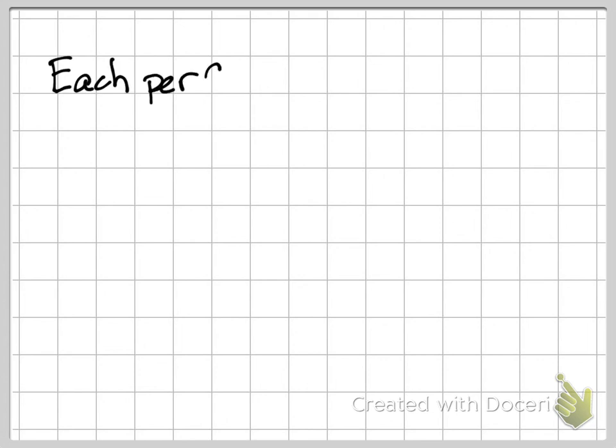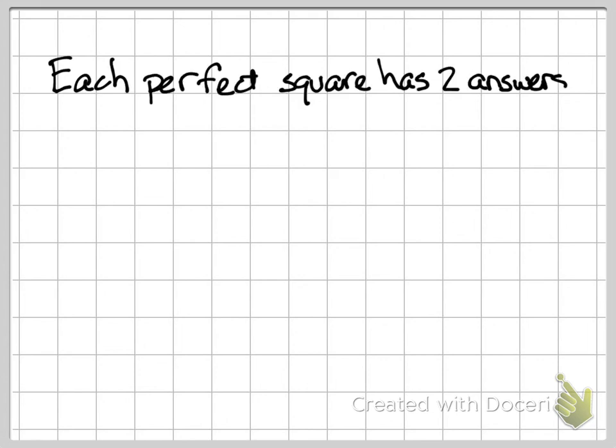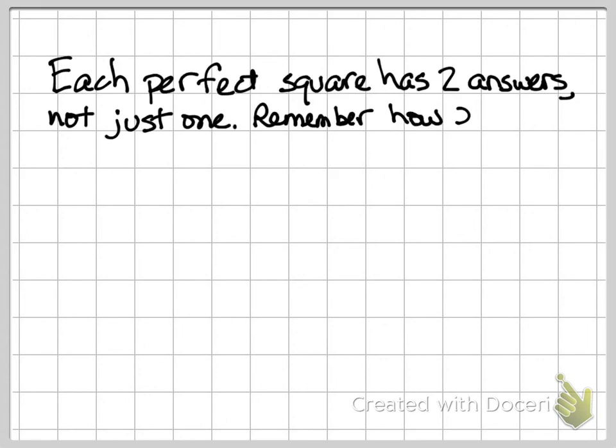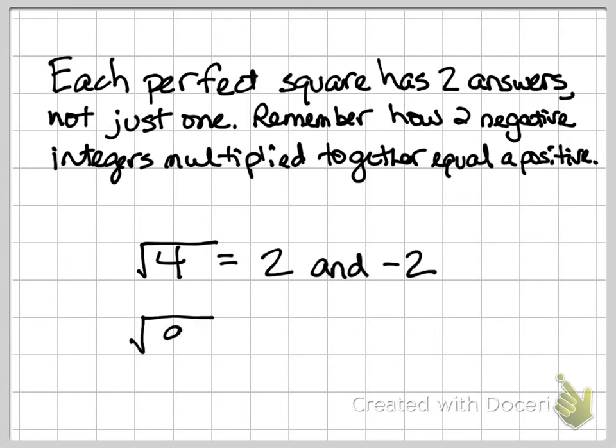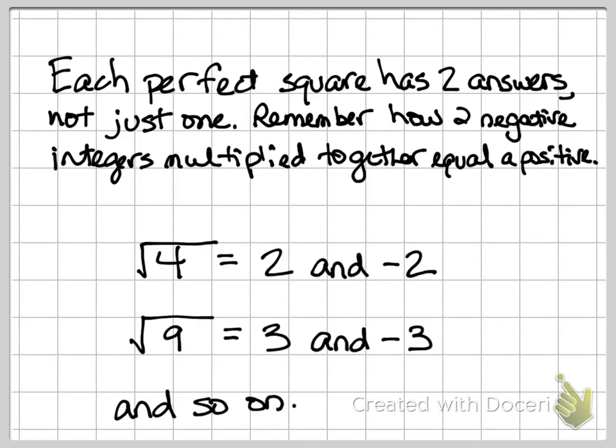That is, each perfect square has two answers, not just one. Remember how two negative integers multiplied together equals a positive? That's right. So the square root of 4 is 2 and negative 2. And the square root of 9 is 3 and negative 3, and so on.